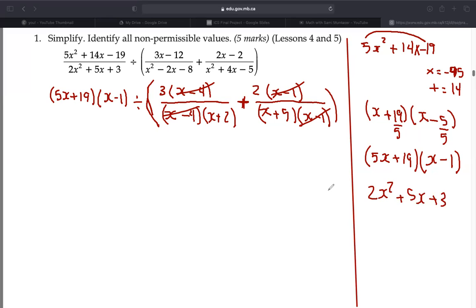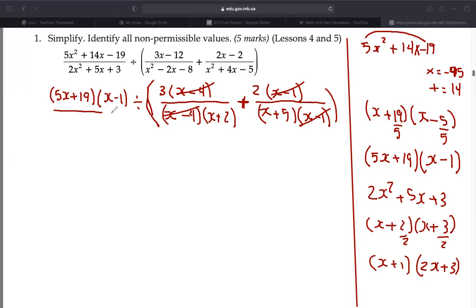So if I'm taking this here, 2x squared plus 5x plus 3, I'm just going to do this a little bit faster. What multiplies to give me 2 times 3 is 6 and adds to give me 5 is 2 and 3 again. So x plus 2, x plus 3. And the leading coefficient here is 2. So I divide both by 2 right there. So I get x plus 1. And this doesn't divide, so I'm just going to write it as 2x plus 3. And that's what you have right here.